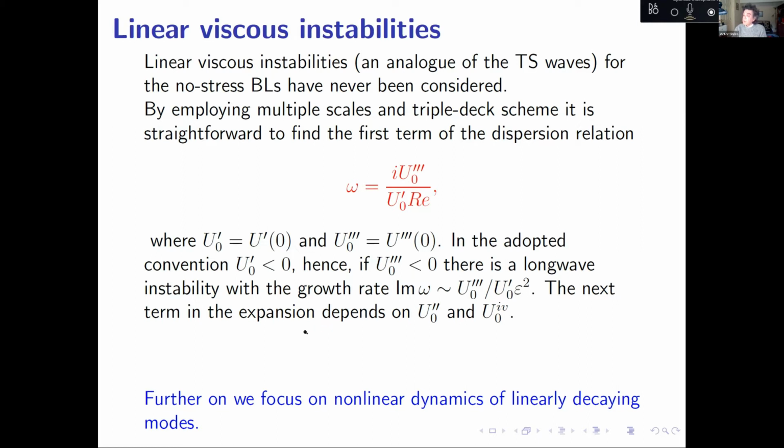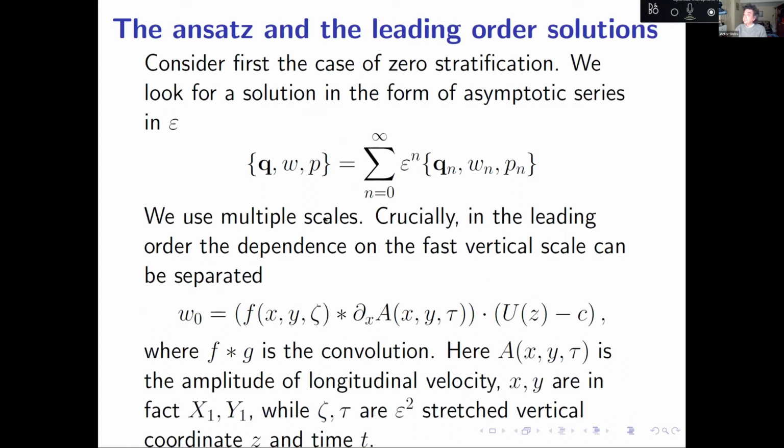Okay, the rest of the talk will focus on nonlinear dynamics of linearly decaying modes. So I exclude the situations with instability for the time being, and so we look for the solution in the form of this asymptotic series. So this is the same epsilon I introduced there, and crucially to the leading order, we get such a solution for vertical velocity. So the amplitude A depends on two horizontal variables and slow time, and is the amplitude of longitudinal velocity.